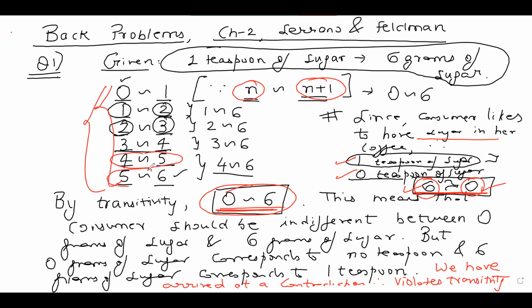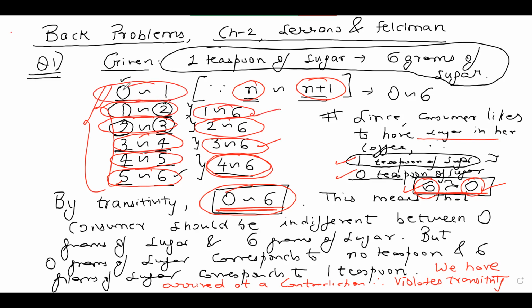4, 5 and 5, 6 by transitivity correspond to 4, 6. 3, 4 and 4, 6 correspond to 3, 6 by transitivity. 2, 3 and 3, 6 correspond to 2, 6 by transitivity. 1, 2 and 2, 6 correspond to 1, 6 by transitivity. 0, 1 and 1, 6 correspond to 0, 6 by transitivity.